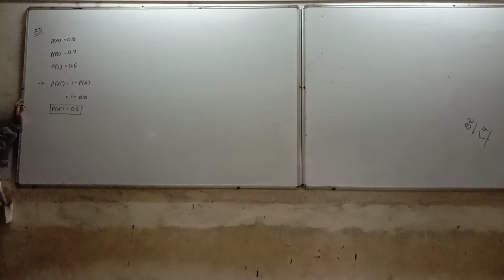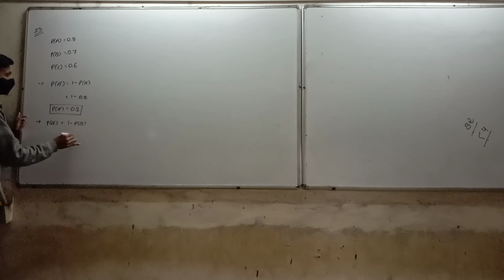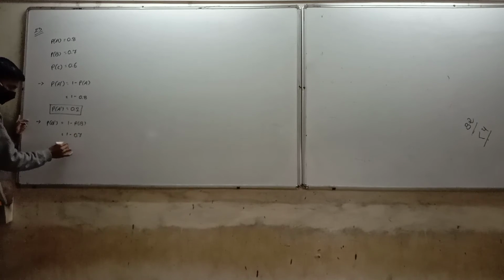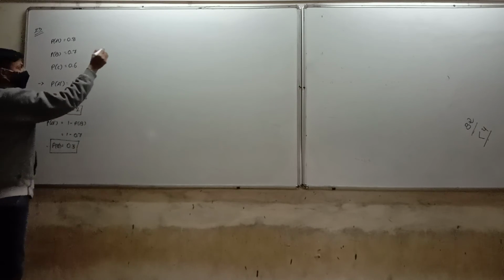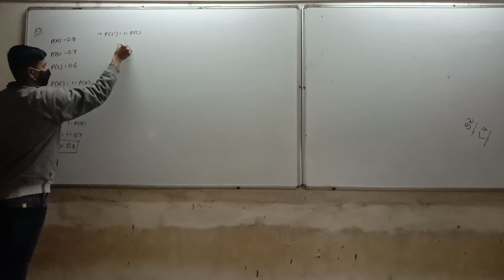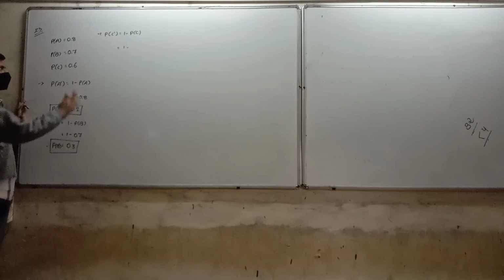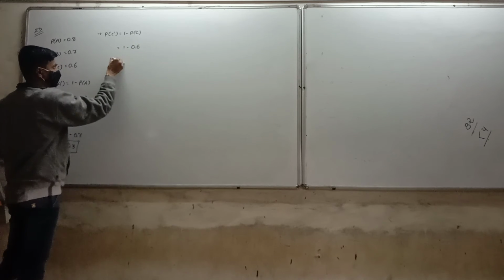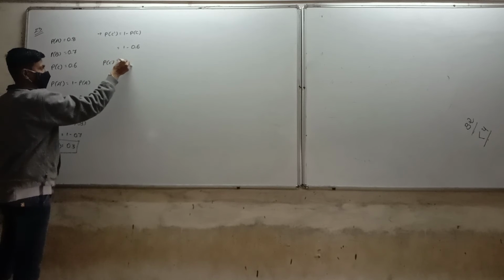Next, find out the complementary event of B. P of B dash is equal to 1 minus P of B, 1 minus 0.7, P of B dash is equal to 0.3. Next, find out the complementary event of C dash. P of C dash is equal to 1 minus P of C. So P of C is 0.6, 1 minus 0.6. P of C dash is equal to 0.4.